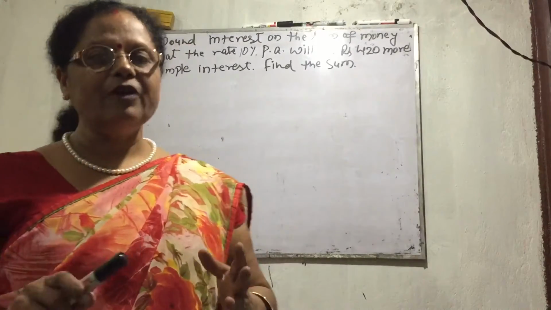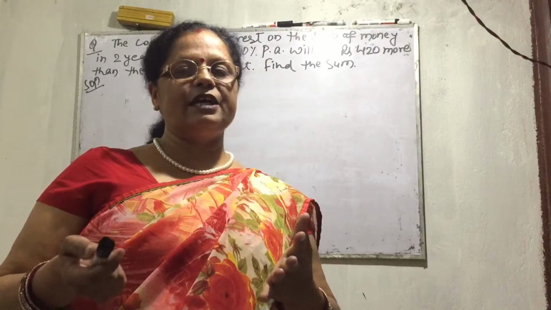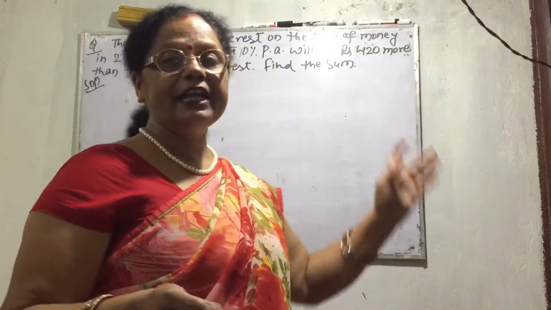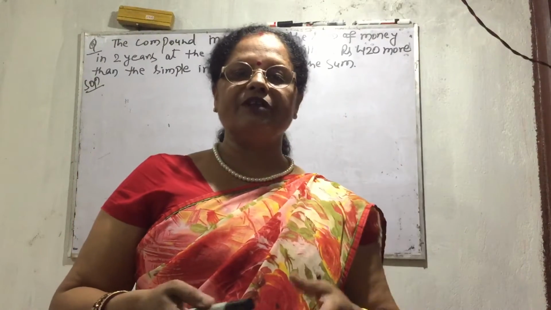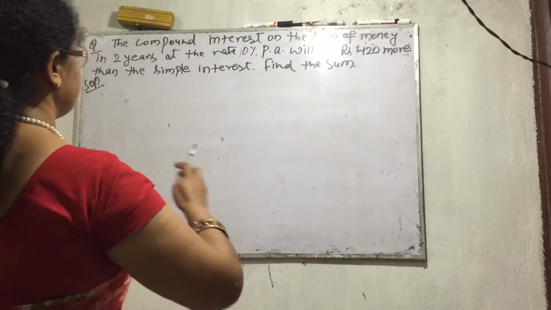Means CI, compound interest, is greater than simple interest. So CI minus SI will be how much? Rupees 420. This question is also very important. Let's see the solution.